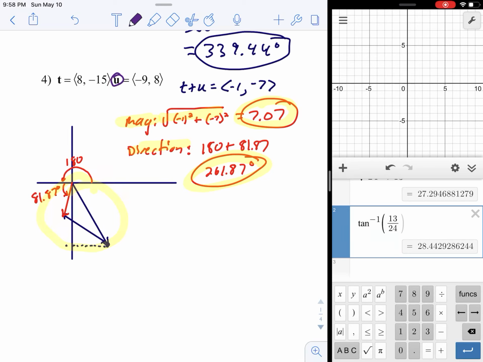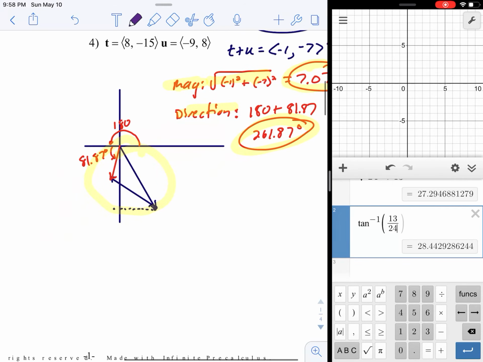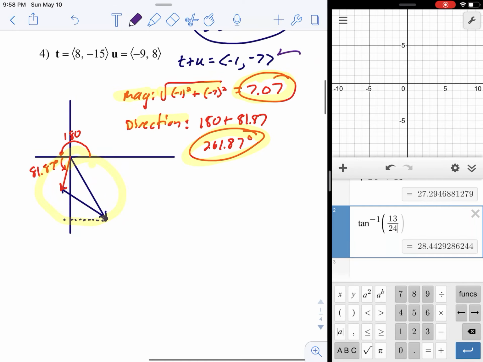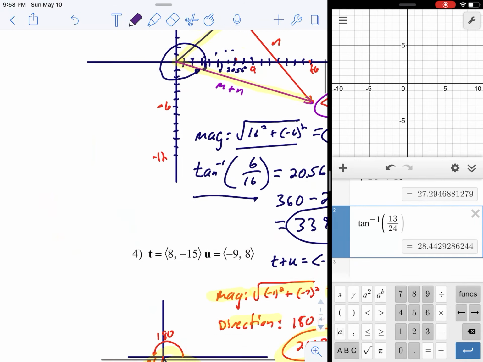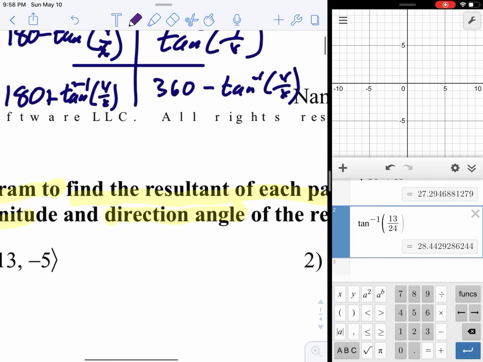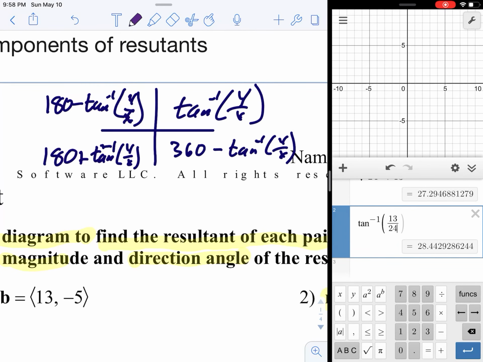So don't worry about that. Add them together, you get what you should expect it to be. On an XY axis, approximate a picture doing this triangle diagram. Do magnitude using the Pythagorean theorem, direction using the inverse tangent. Don't forget that the direction angle depends on what quadrant you're in, whether you should add 180, subtract from 180, subtract from 360, or just keep the angle the same. So this little set of notes up here might be pretty helpful to you.